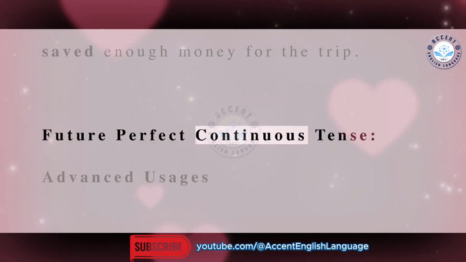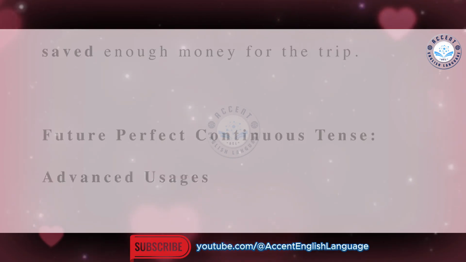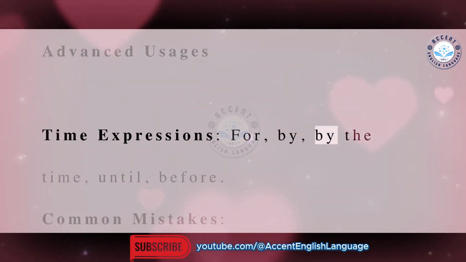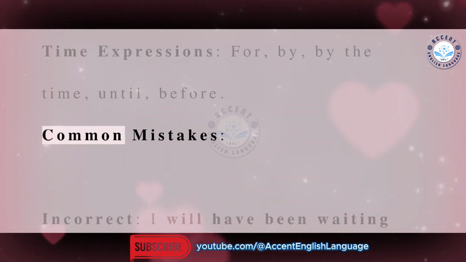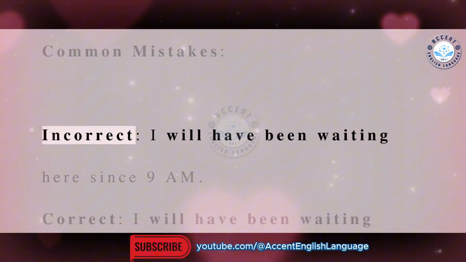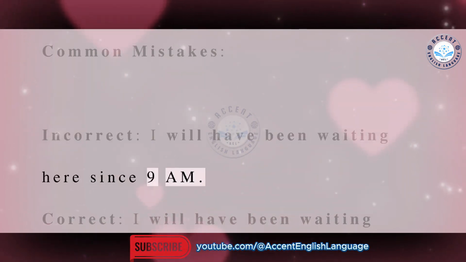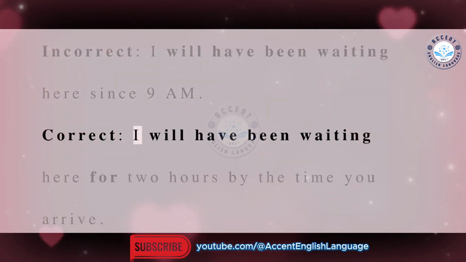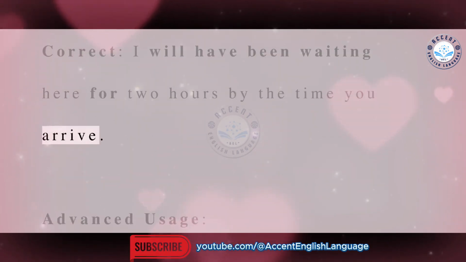Future perfect continuous tense, advanced usages. Time expressions: for, by the time, until, before. Common mistakes. Incorrect: I will have been waiting here since 9 a.m. Correct: I will have been waiting here for 2 hours by the time you arrive.